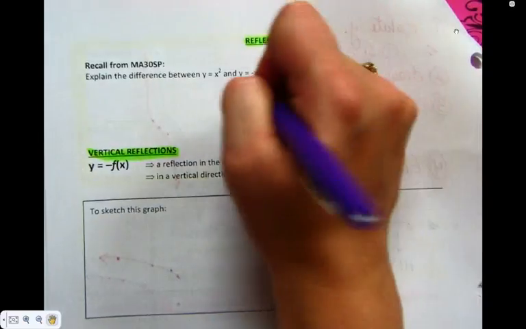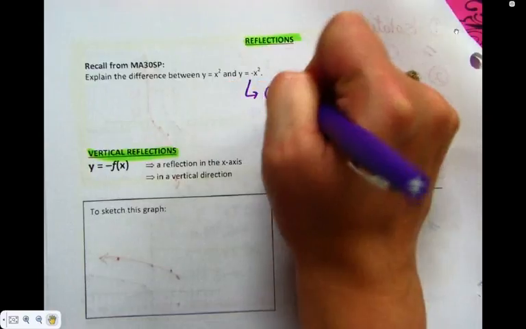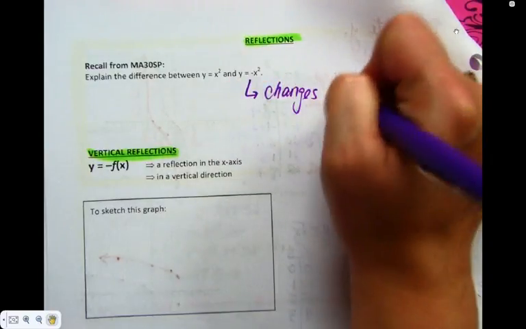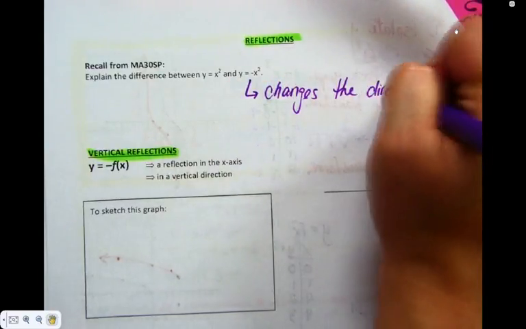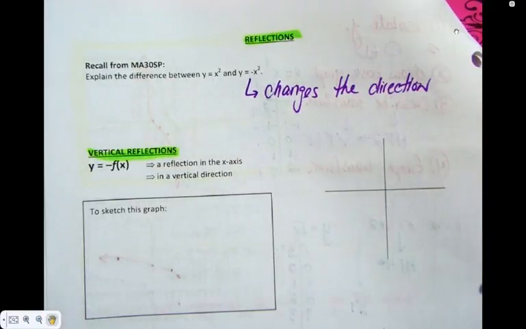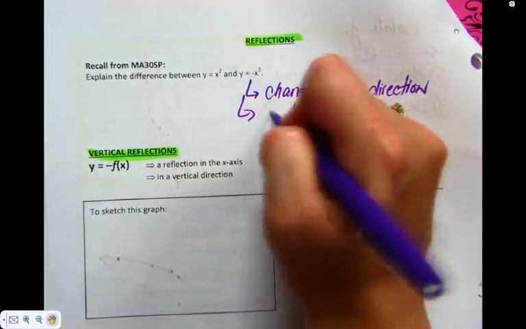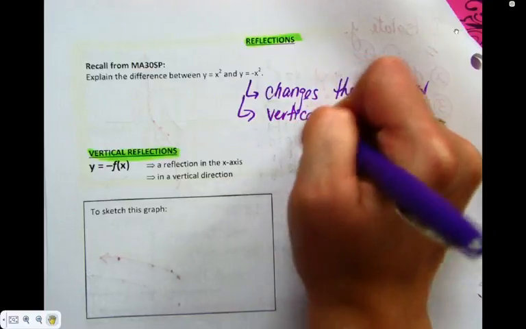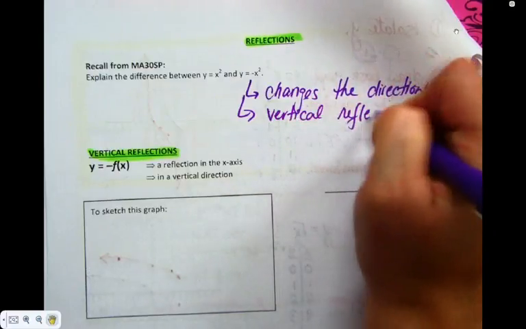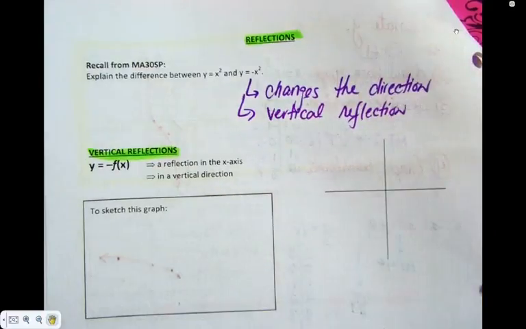Perfect, and that's because we talked about last year, that's what the negative does, it changes the direction of opening. What we didn't talk about last year was just the vocabulary, this is actually a vertical reflection. Vertical because it went from up to down.